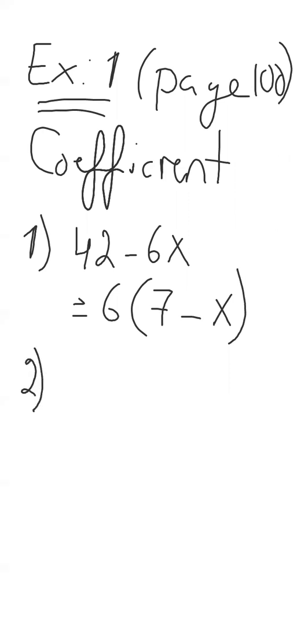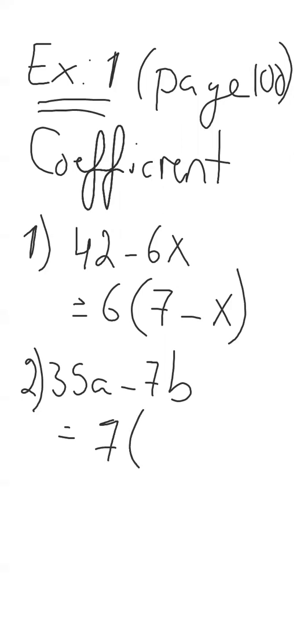Part 2, 35a minus 7b. Also, does 35 contain 7? Yes, of course. It's 7 times 5. So we take 7 as a common factor: 5a minus b. Part 3.